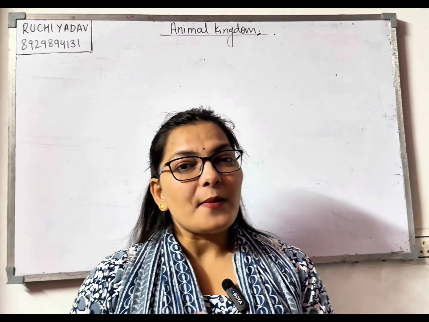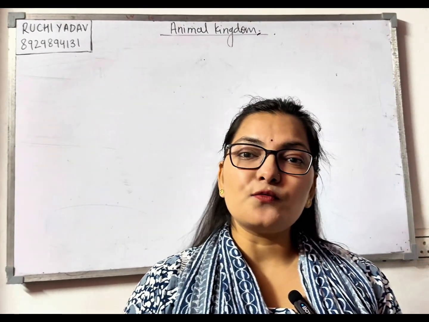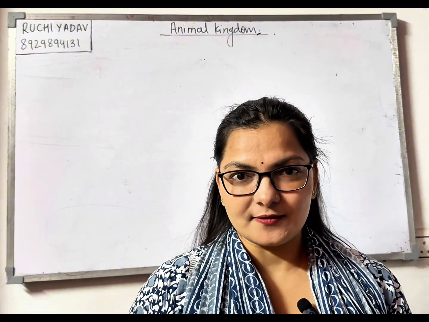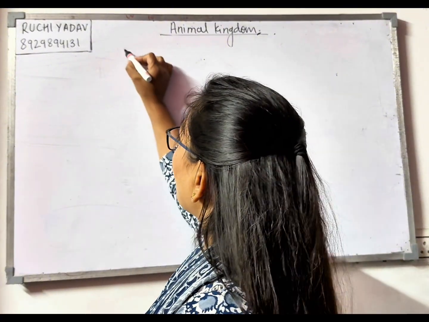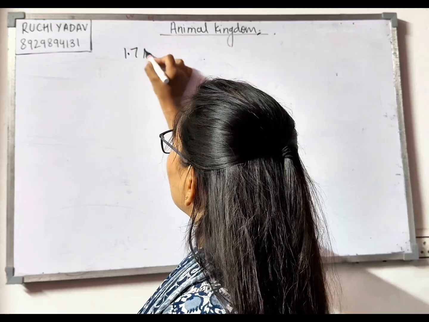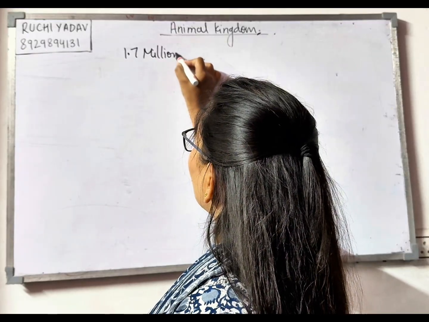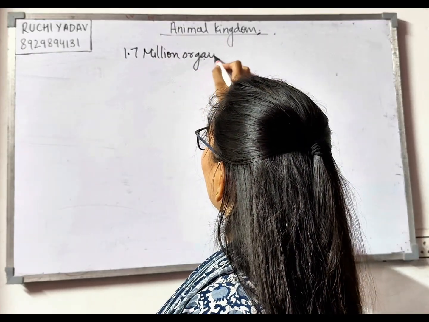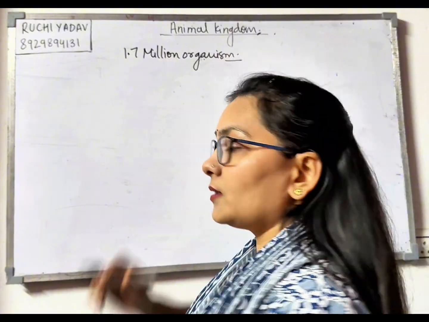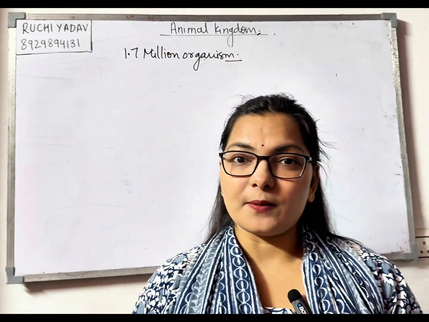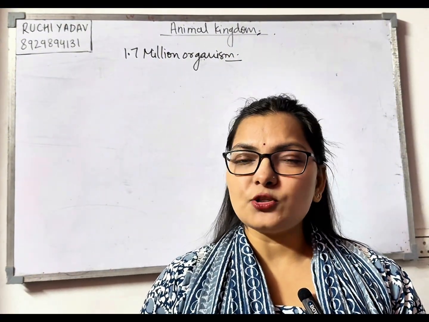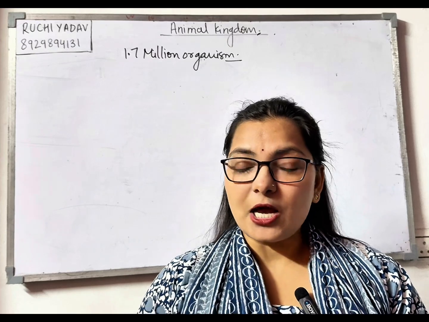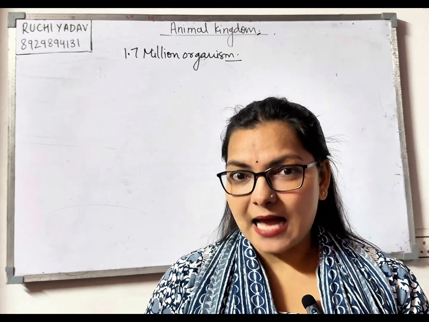So, my dear students, you must have observed various organisms around yourself, right? You must be knowing that around 1.7 million organisms are known to have existed on the planet Earth, and animals are one of them. In your previous grades you must have learnt about the animals. Now let us just revise what these animals are.